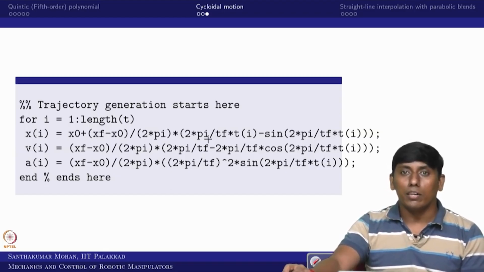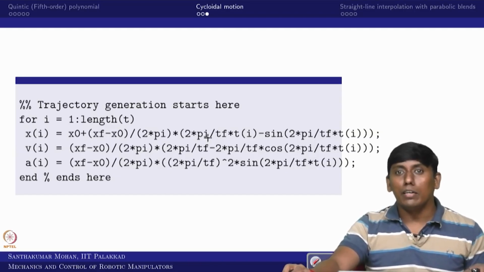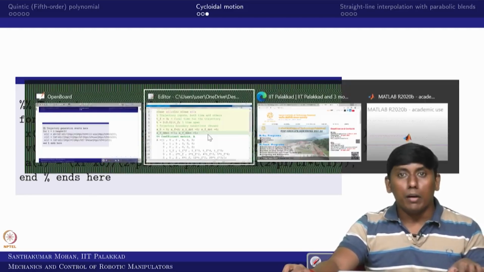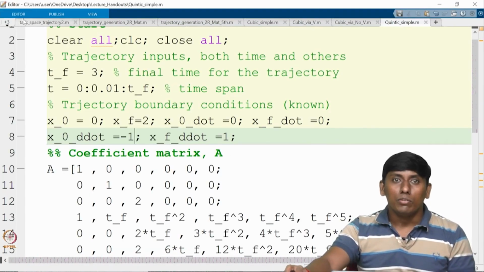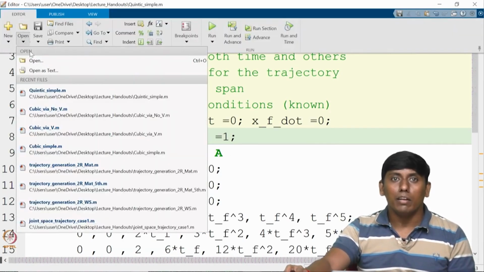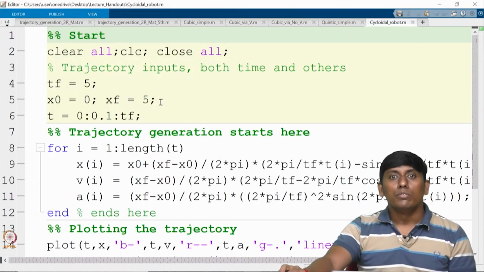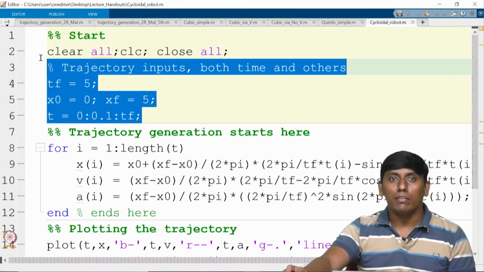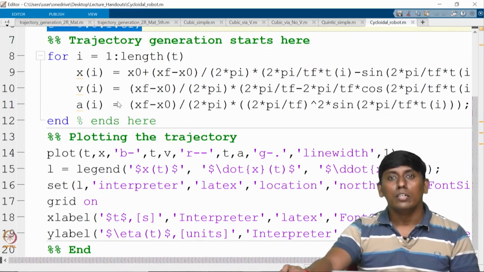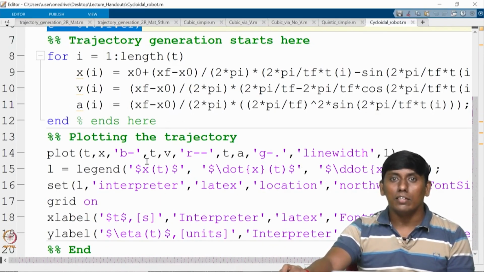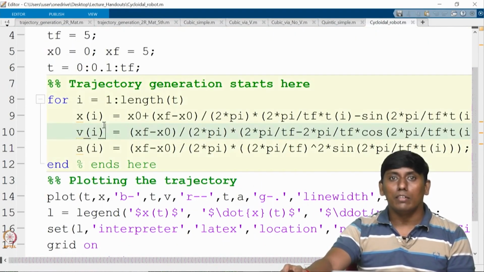So now this is the cycloidal profile, and the same thing we can use for plotting and all. I am not showing the plotting here. Now we will open the file which we made. So cycloidal, I hope. Now you can see this is the command which we have given in the handout, and this is the trajectory generation, and this plotting we have used earlier, the same thing I have tried.